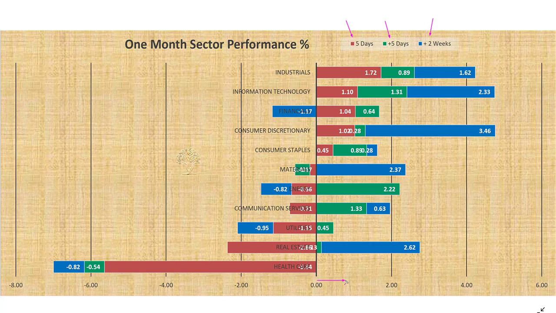Any bar coming to the right of the zero line shows the sector went up, and a bar coming to the left of the zero line shows the sector went down. This week we have a mixed picture in terms of sector performance. Five of the sectors went up and six of the sectors went down.